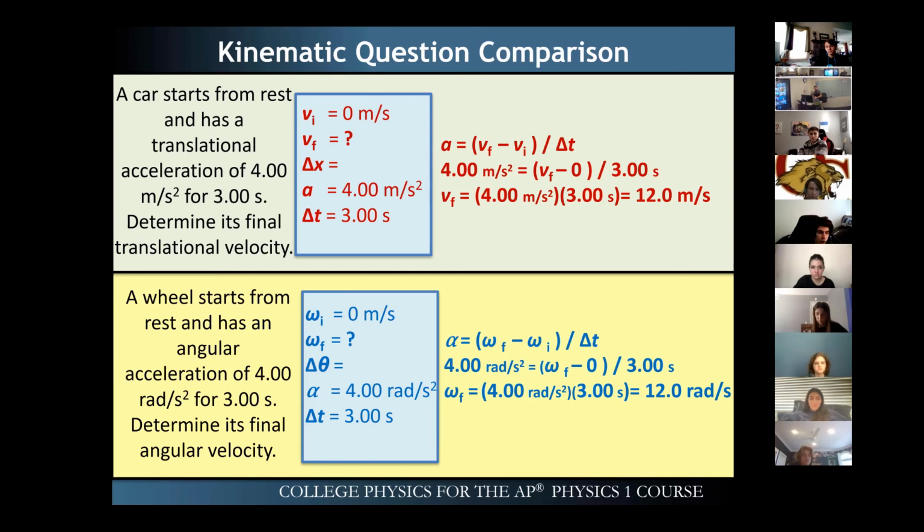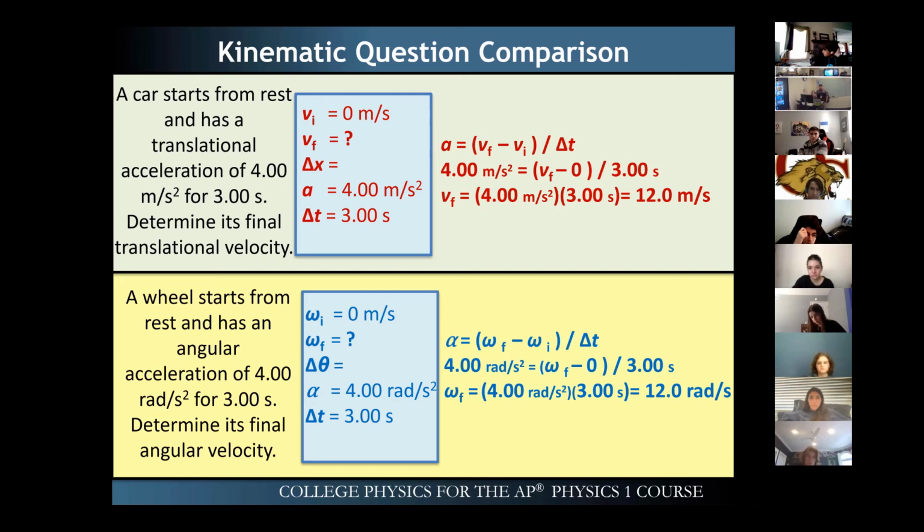We make our list of variables. It starts at rest. We're trying to find the final velocity. We're given the acceleration. We're given the time. They've chosen to use that average velocity equation, the one that's not actually given by College Board. They plug in the values and they get, hey, this car would be moving at 12 meters per second after that 3 seconds had transpired.